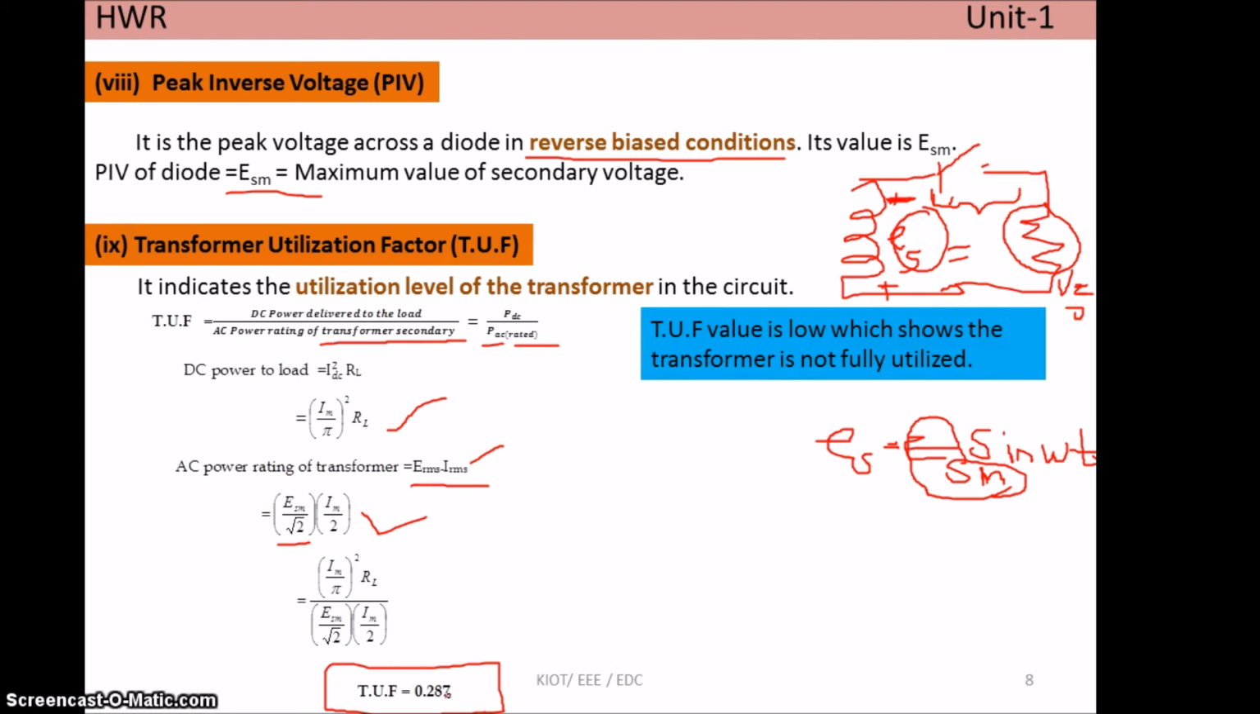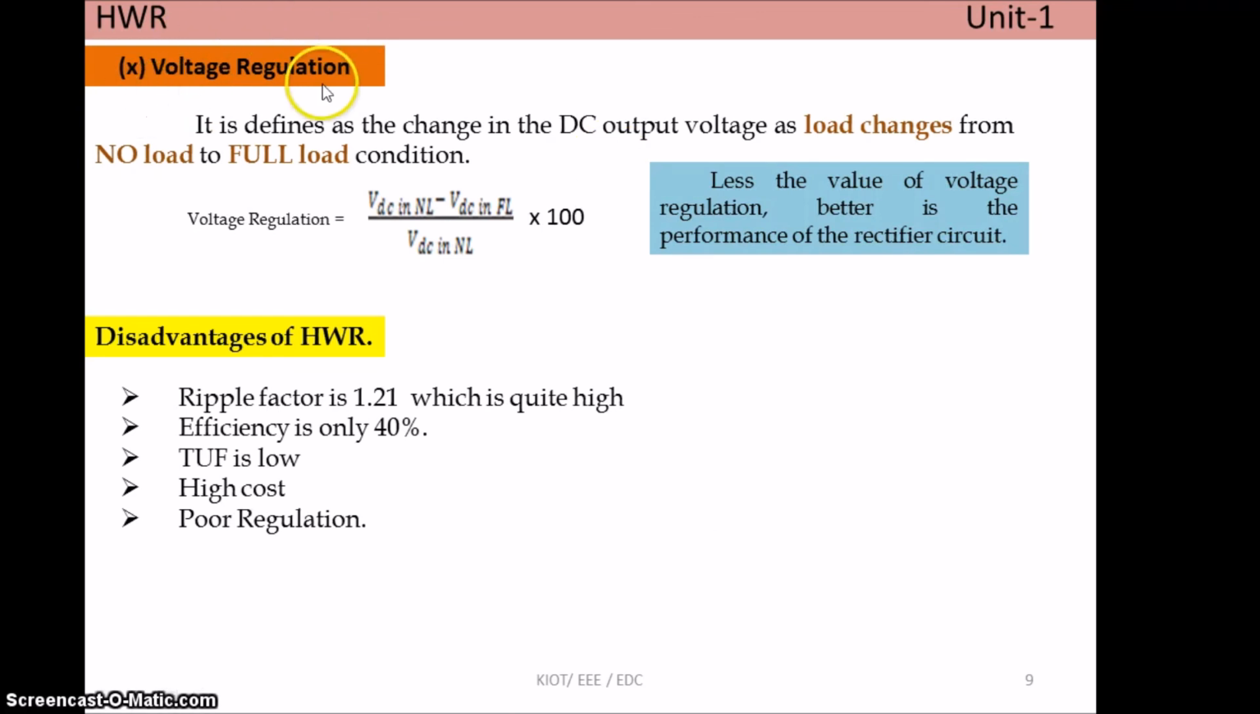Normally the transformer efficiency will be above 95%. In some cases the transformer may yield 100% efficiency also. If this is the situation, in a half wave rectifier the transformer will give only 28.7%, which means that the transformer is not effectively utilized in a half wave rectifier. This is another conclusion. And the last one is voltage regulation.